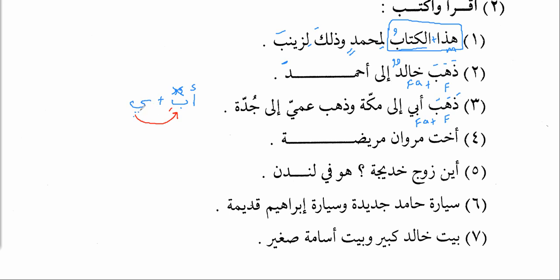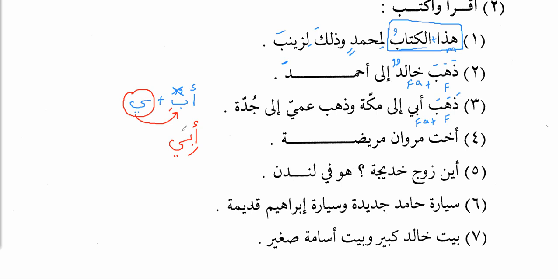Remember, ya has a tendency to give the previous letter a kasra. It never comes with a dhamma or a fatha when a ya comes. So whenever you see a ya, the previous letter before the ya will always have a kasra because of sound reasons. So since this is a damir attached with the noun, it forces the ba to take a kasra, and that's why now it became abi with a kasra.